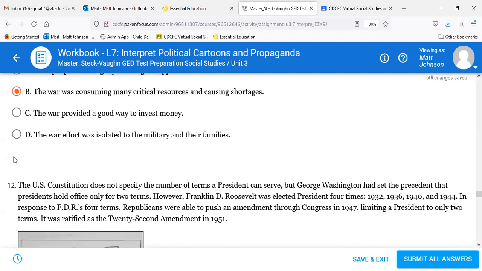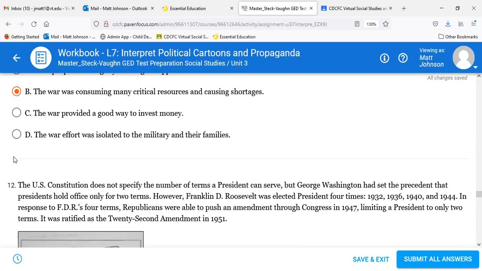So here, number 12, it says the US Constitution does not specify the number of terms a president can serve, but George Washington had set the precedent that presidents hold office only for 2 terms. However, Franklin D. Roosevelt was elected president 4 times, in 1932, 1936, 1940, and 1944.